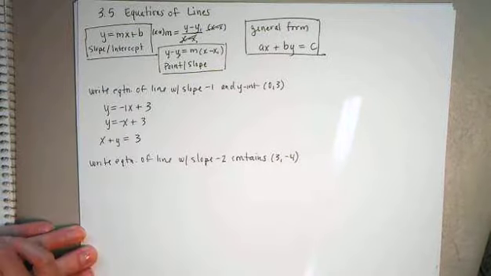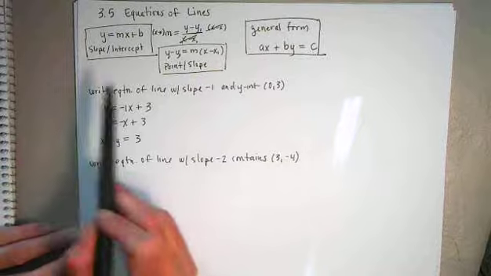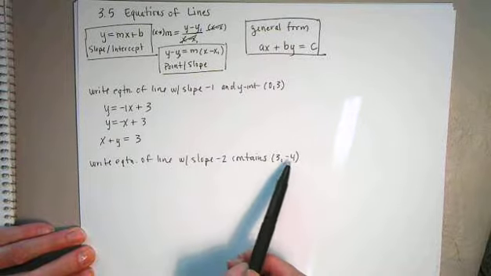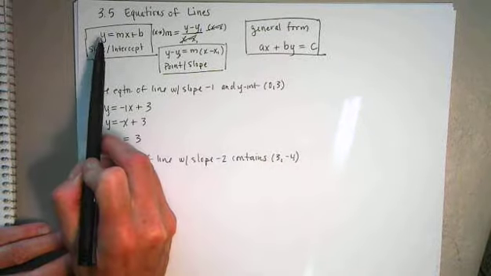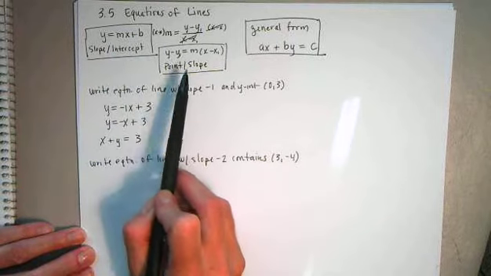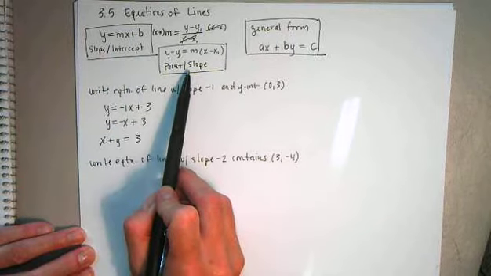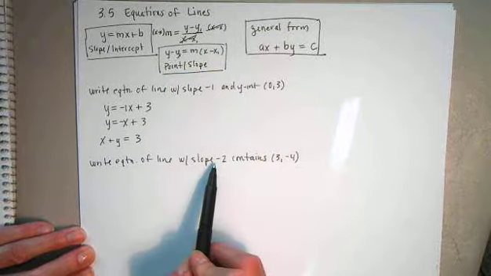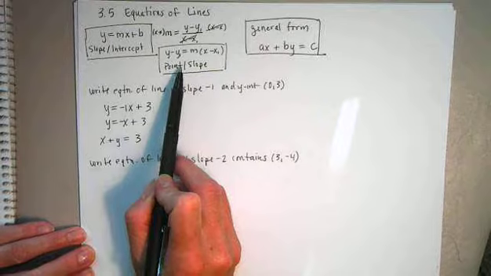So there's two ways to do this. You can actually plug in x, y, and m right here for x, y, and m and solve for b, or you can use point-slope form because we are given a point and a slope. So let's do it both ways. Suppose I use point-slope form first.